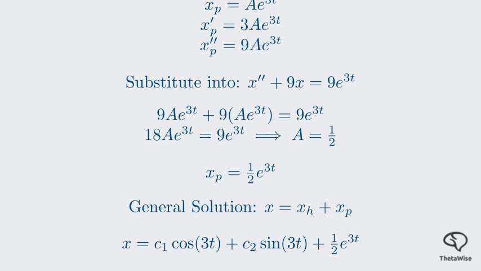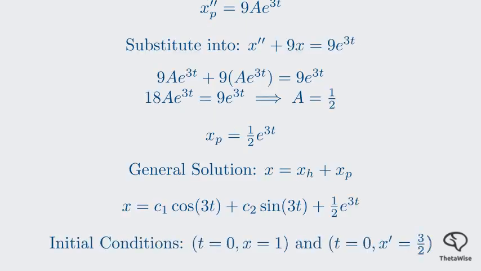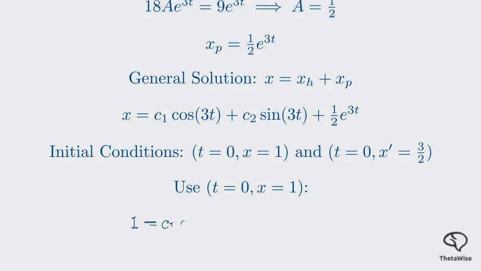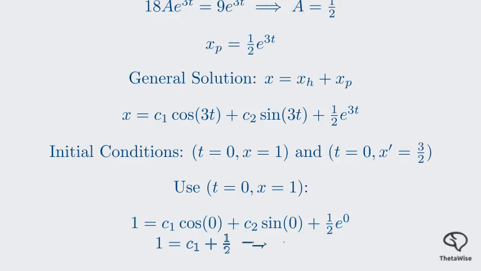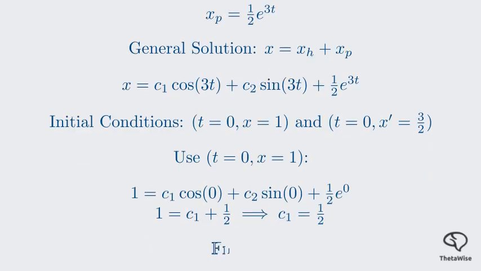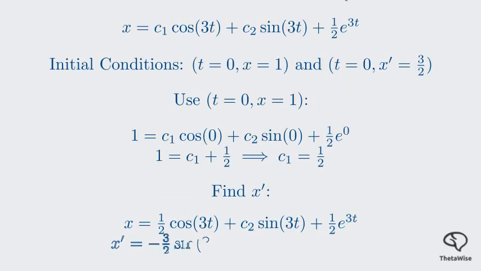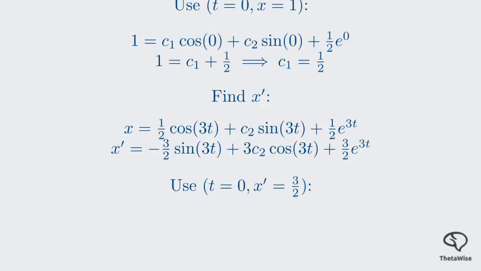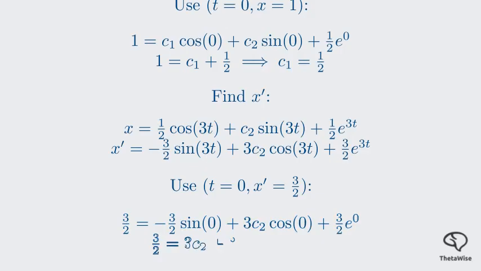Now we use the initial conditions to find c1 and c2. The first condition is x equals 1 when t equals 0. Plugging this into our general solution, we get 1 equals c1 cosine 0 plus c2 sine 0 plus 1/2 e to the 0. This simplifies to 1 equals c1 plus 1/2. So c1 equals 1/2. For the second condition, we need the derivative of our general solution with respect to t. Now plug in t equals 0 and x prime equals 3/2. We get 3/2 equals 0 plus 3c2 plus 3/2. This means 3c2 equals 0, so c2 equals 0.